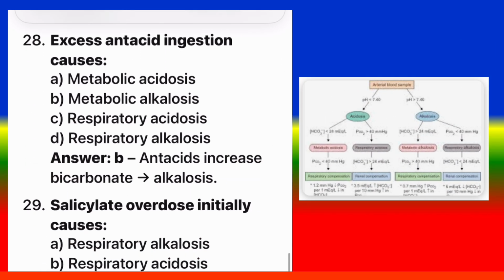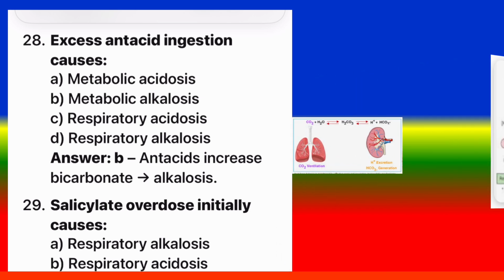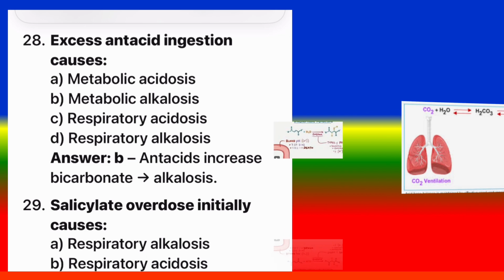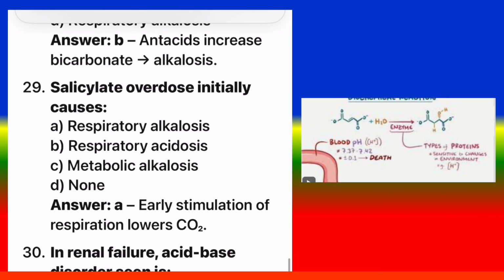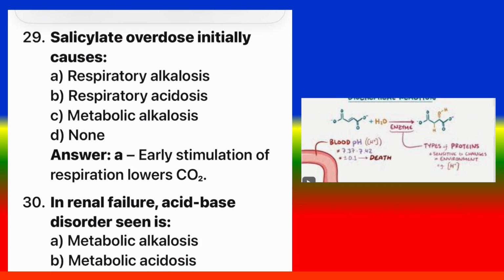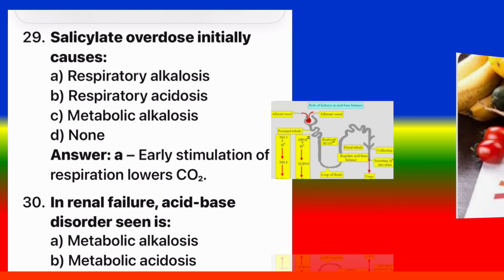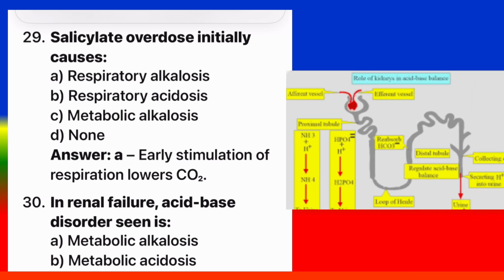28. Excess antacid ingestion causes A, metabolic acidosis, B, metabolic alkalosis, C, respiratory acidosis, D, respiratory alkalosis. Answer B, antacids increase bicarbonate, causing alkalosis. 29. Salicylate overdose initially causes A, respiratory alkalosis, B, respiratory acidosis, C, metabolic alkalosis, D, none. Answer A, early stimulation of respiration lowers CO2.